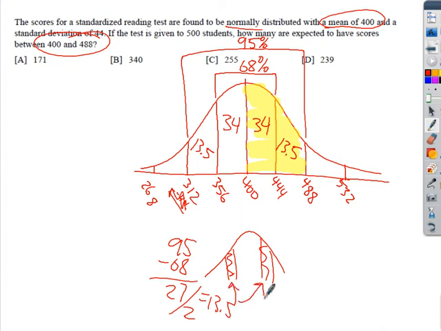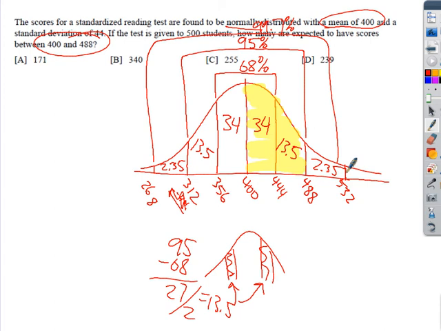Know these numbers: 34, 34, 13.5, 13.5, and 2.35, because 99.7% of the data is going to fall within those first three standard deviations. What they're saying is virtually all the data, almost 100%, is going to fall within three standard deviations of the mean.